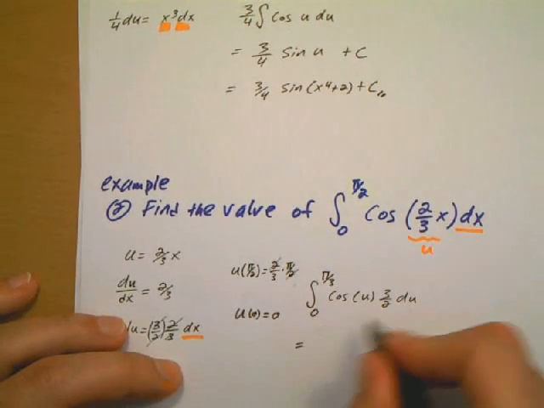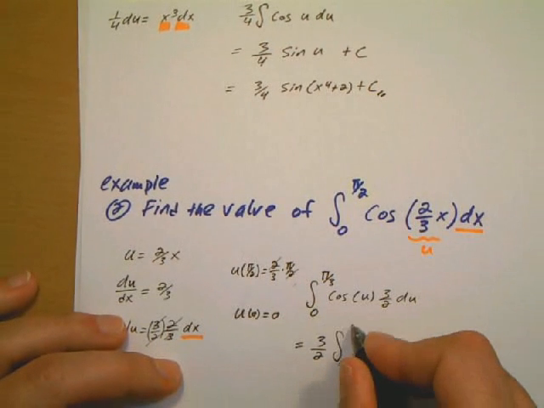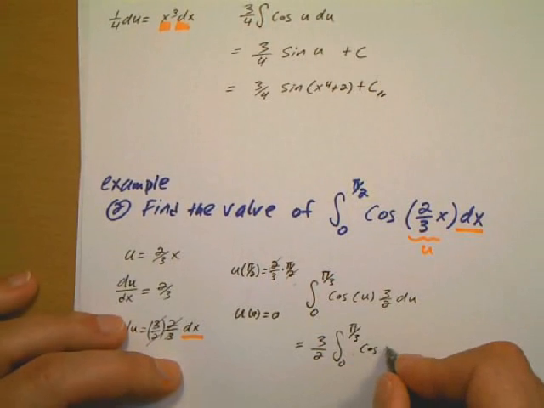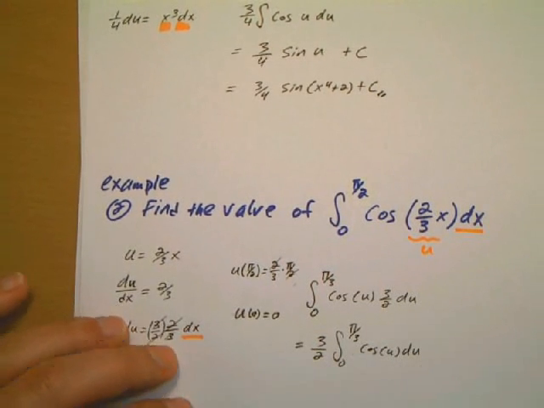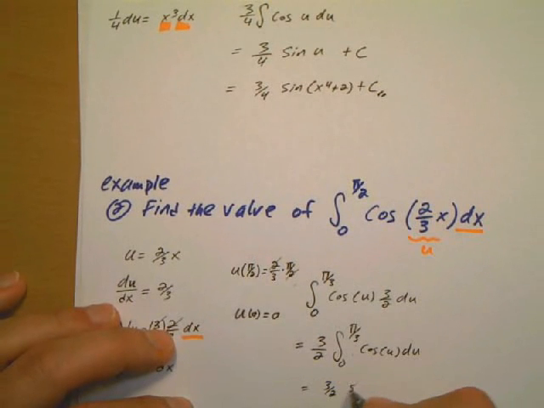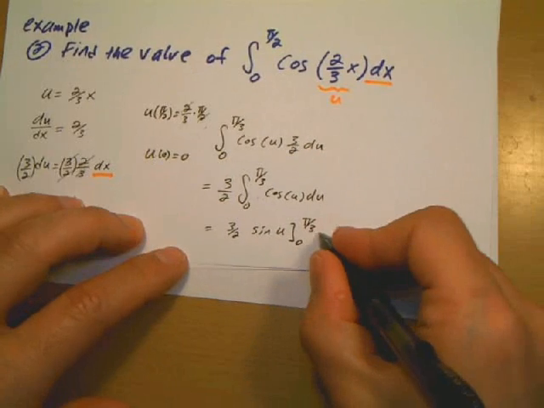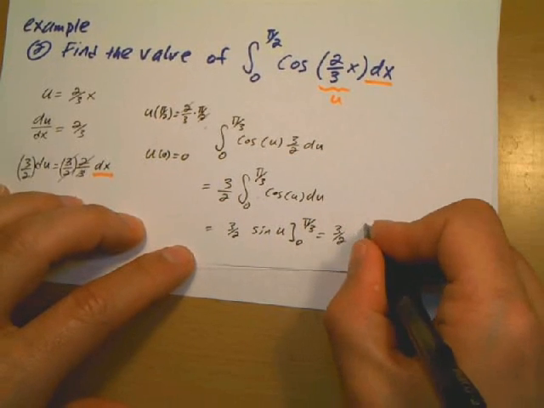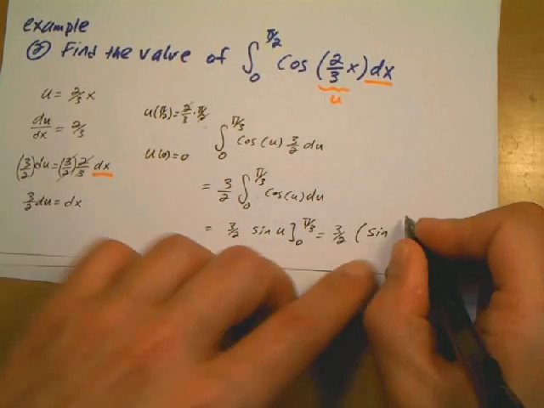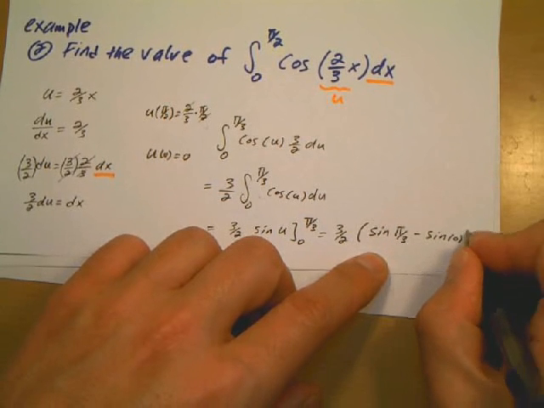Alright, so continuing. 3 over 2 gets factored out. My integral from 0 to pi over 3 of cosine of u du. The antiderivative we said was sine, so it's 3 over 2 sine of u. Lower limit is 0, upper limit is pi over 3. When I go ahead and evaluate this, it's going to be 3 over 2 times sine of pi over 3 minus sine of 0.